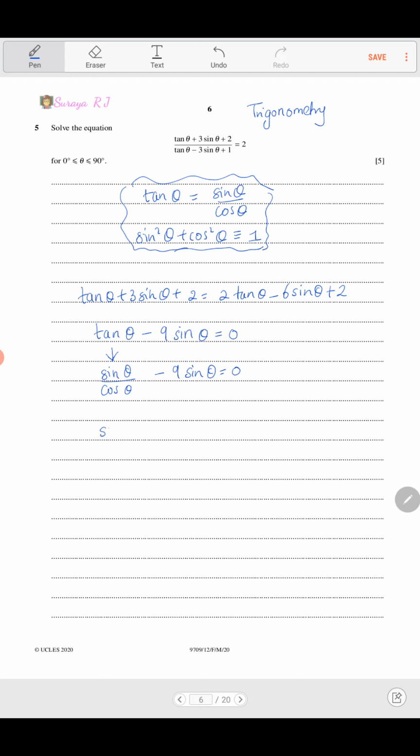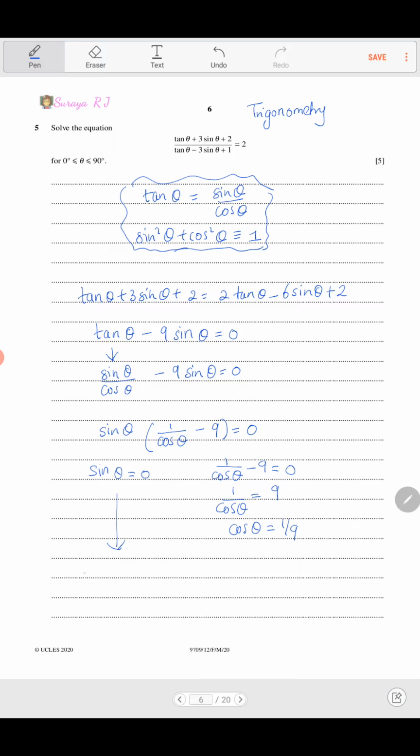Next, we take sine theta as common. We have 1 over cos theta minus 9 is equal to 0. So sine theta is equal to 0, or 1 over cos theta minus 9 is equal to 0. 1 over cos theta is equal to 9. Cos theta is equal to 1 over 9.